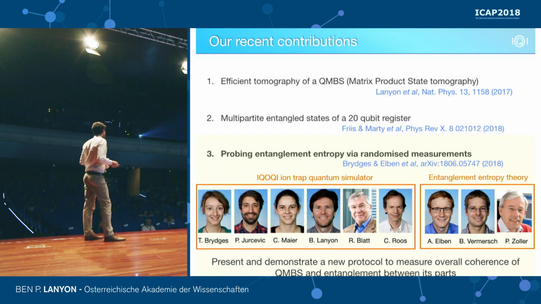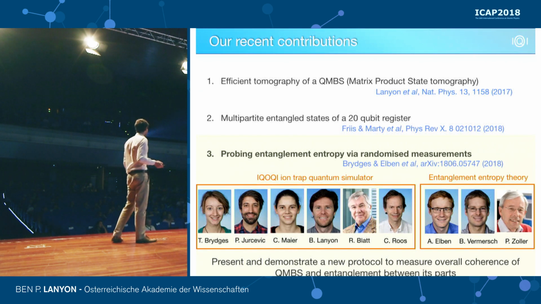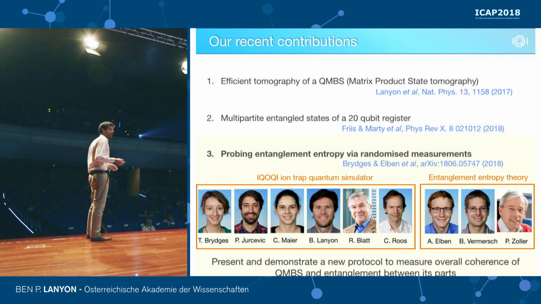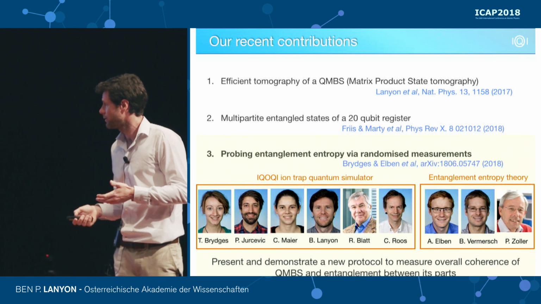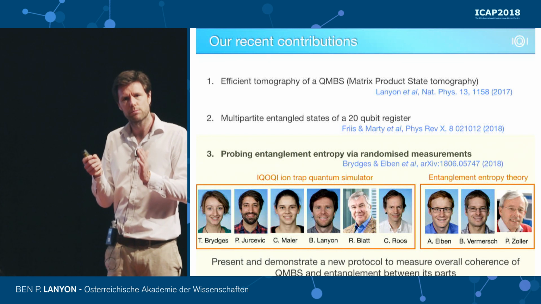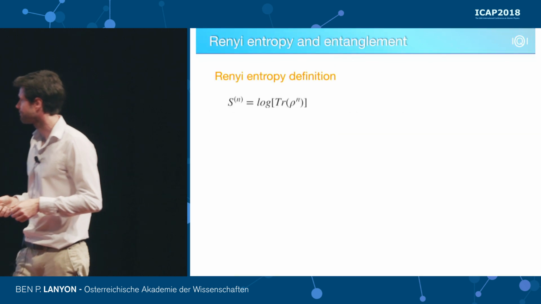Okay, so we've made 3 recent contributions to this. I'm not going to talk about the first 2. I'm going to go straight to the third, probing entanglement entropy via randomized measurements. Our paper has just recently come out on the arXiv, and it was a nice collaboration between our experimental teams and the theory department of Peter Zoller's group. In it, we present and demonstrate a new protocol to measure the overall coherence of a quantum system and the entanglement between its parts.